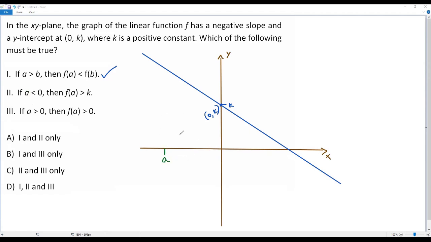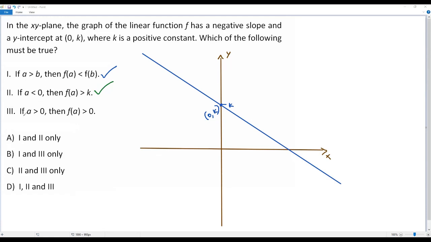And now let me get the point on the line corresponding to this value of x, that is, x coordinate is a, and to get the corresponding y coordinate, we have to plug in this a for x into the function, then we get f of a. Okay, now to get the value on the y-axis corresponding to this point, we have to consider the y coordinate at this point over here, that is f of a. Okay, and on the y-axis over here, f of a is above k, so clearly f of a is greater than k. So that is, when a is less than 0, f of a is greater than k. So the second statement is also true.